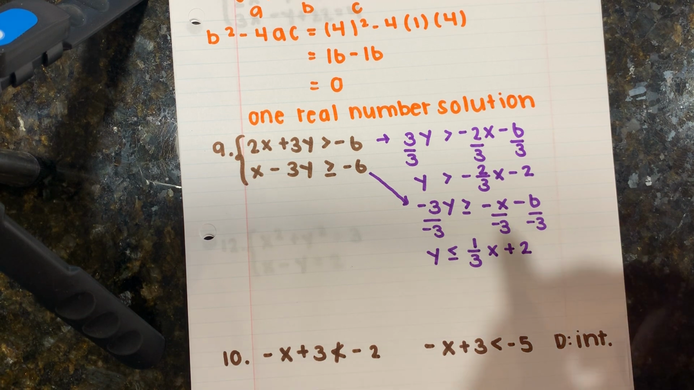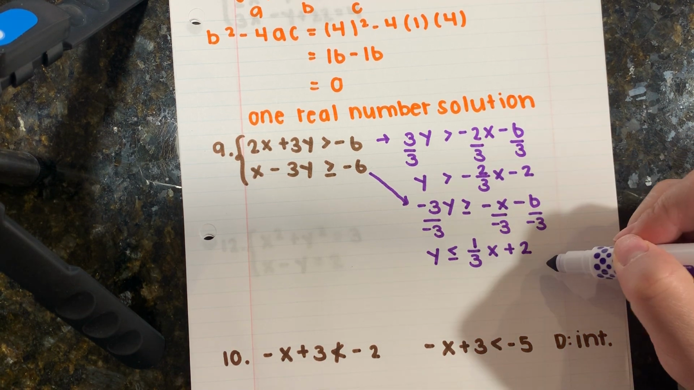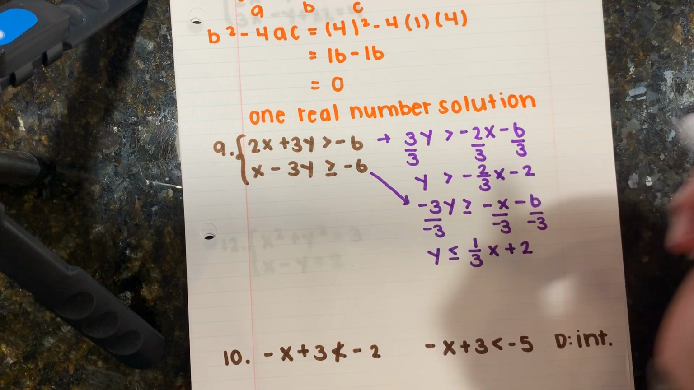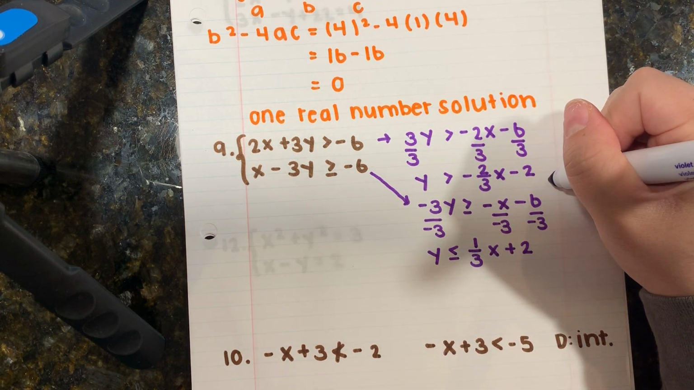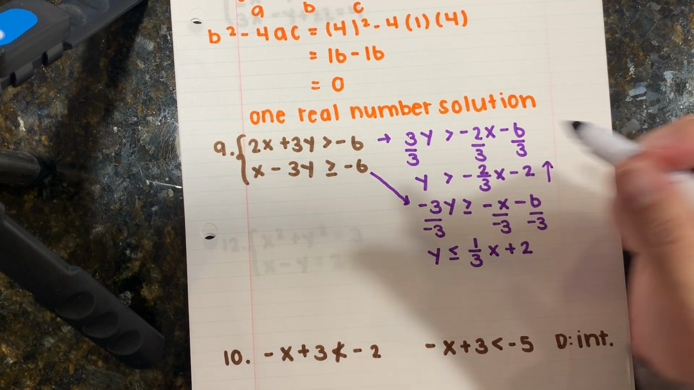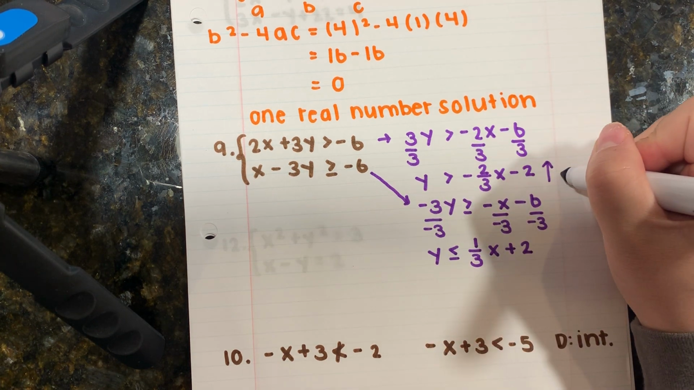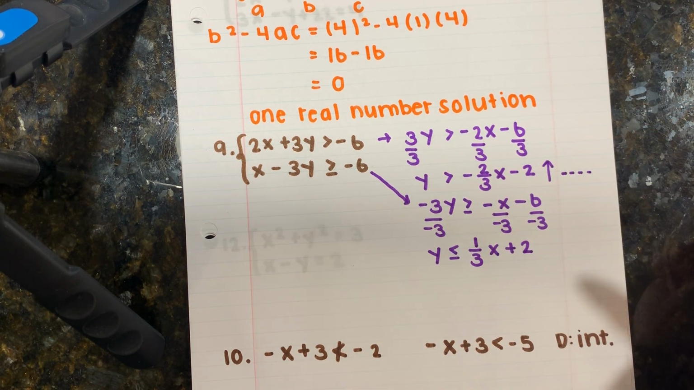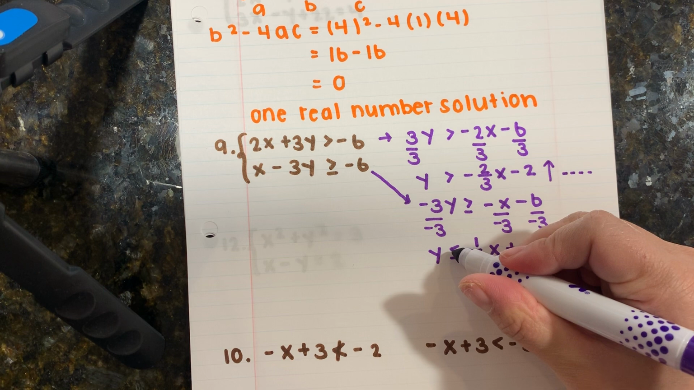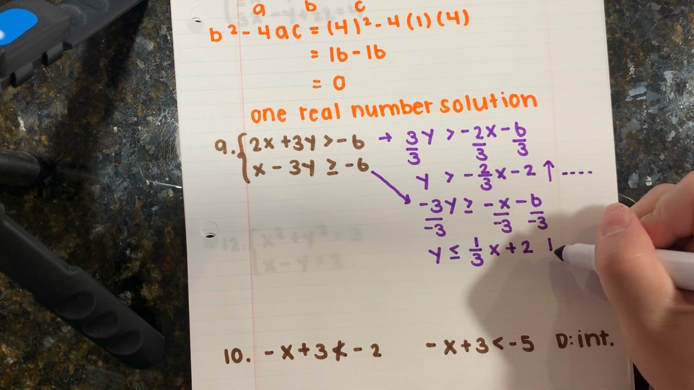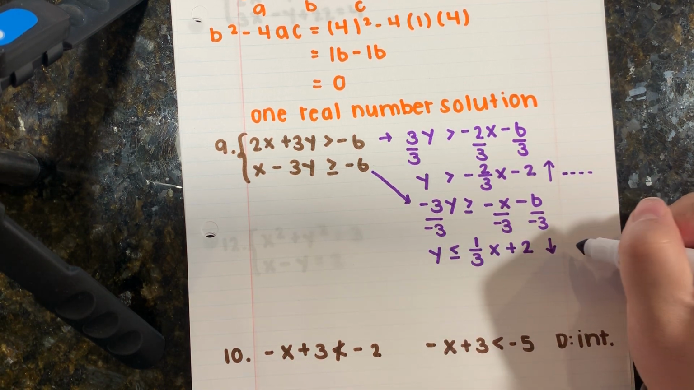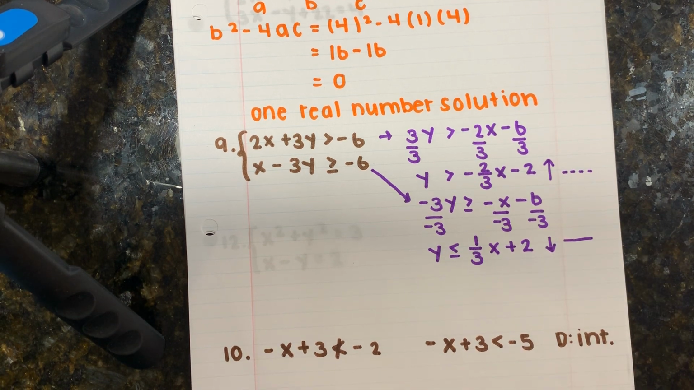So now I need to look at my two lines. I have this line here, and then I have this line here. This one is greater than, which means that I'm going to shade everything above the line. And because there's no equal sign underneath it, it's going to be a dotted line. This one, because y is less than, that means I'm going to shade everything below it. And because there's an equal sign, it's going to be a solid line.